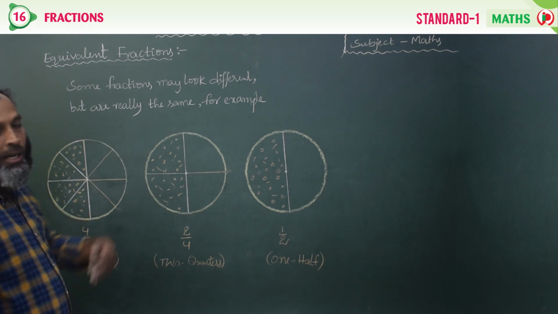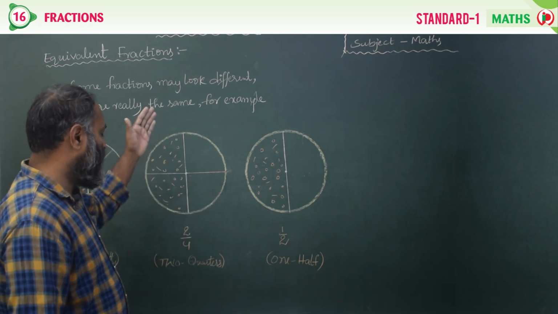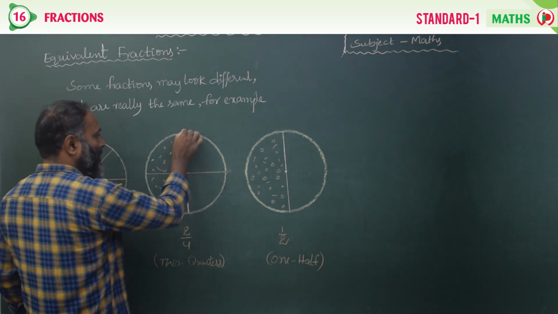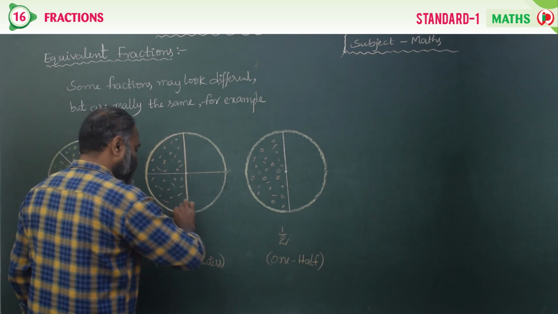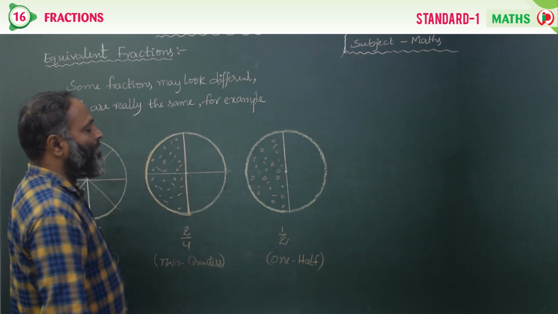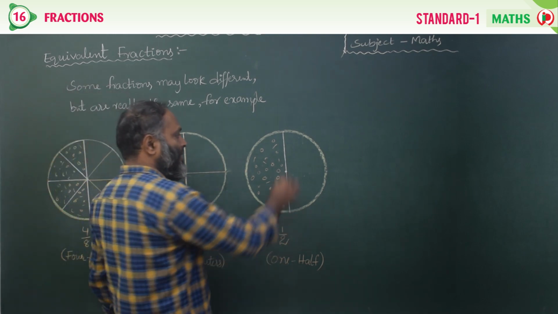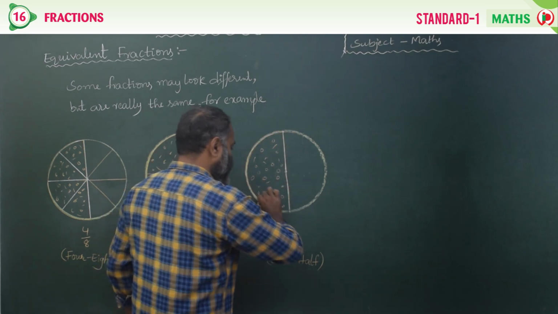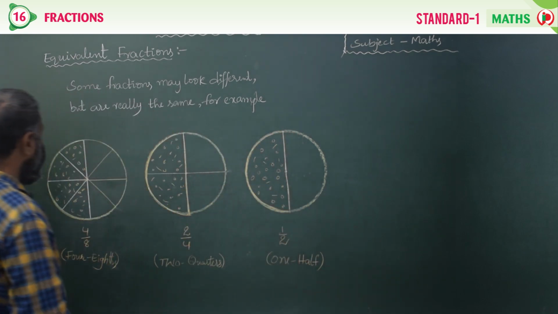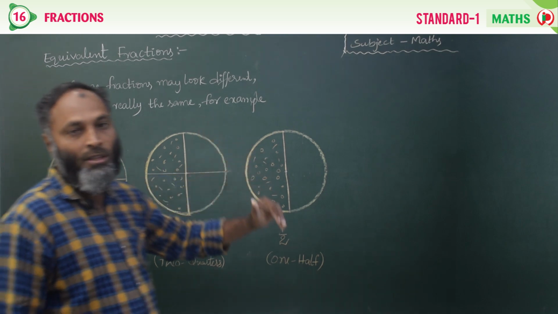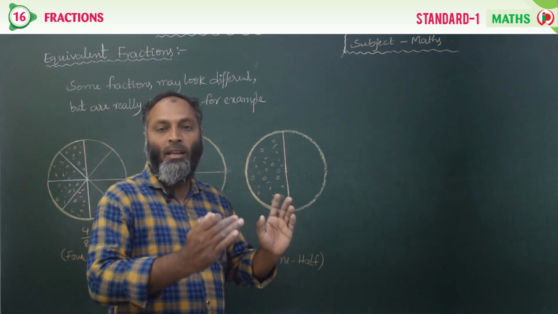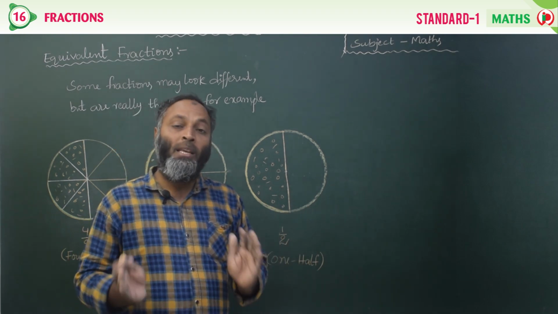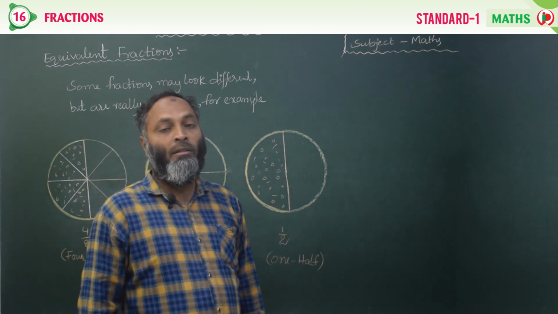In the second case, the pizza is divided into 4 equal parts, and he ate 2 parts, that is 2 by 4. So this part he ate. If the pizza is divided into 2 equal parts, and he ate 1 part, the shape of the part is like this. If you see the shape, what they ate is the same in all 3 pizzas. It means the fractions look different, but they are the same. These types of fractions are called equivalent fractions.